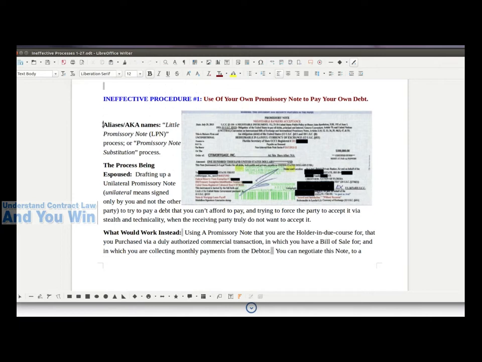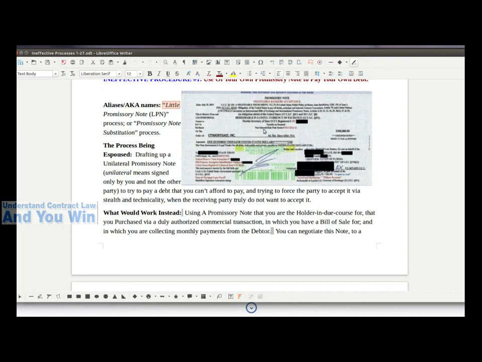the other aliases or names for the process. This process is also referred to as the LPN, or little promissory note process, or the promissory note substitution process. This is a sample of a promissory note. It has a signature, medallion, guarantee stamp, and barcode. It has a whole bunch of UCC laws and all sorts of signatures, which I covered up here.